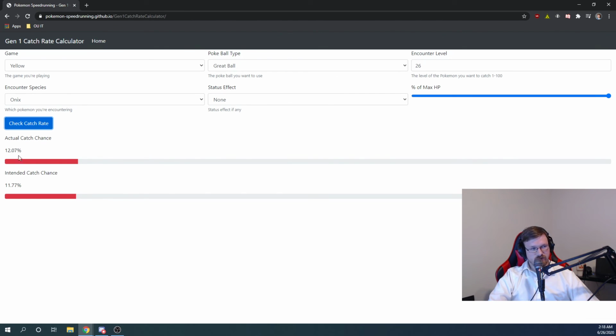And you can see that there is a slight difference in actual and intended catch chance still on the Great Ball because there is one round of rejection sampling for the Great Ball, but the Ultra Ball is the most seriously affected by the scenario because there are two rounds of rejection sampling when it generates an Ultra Ball catch.